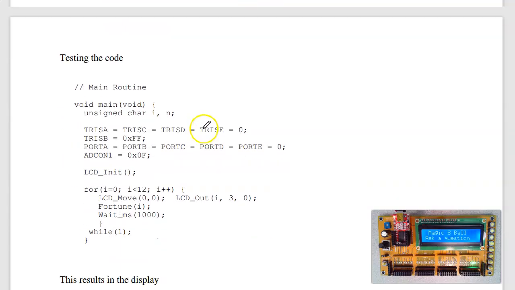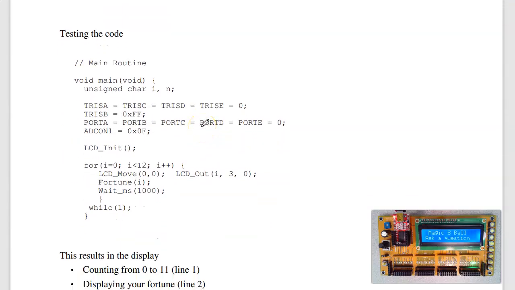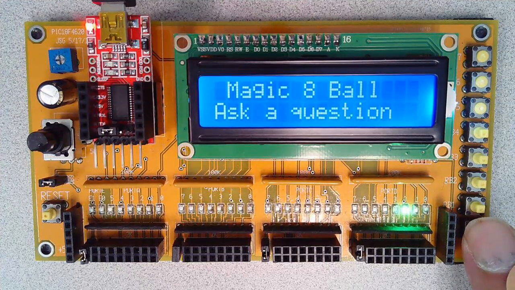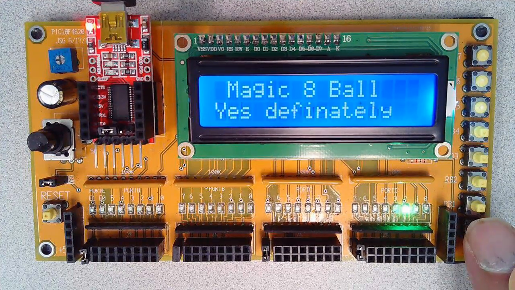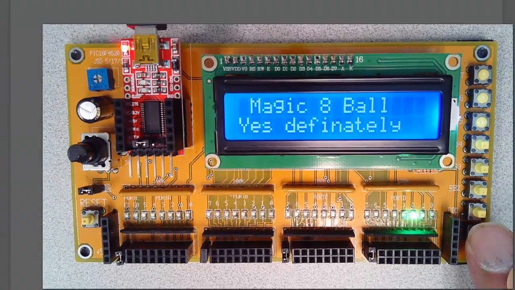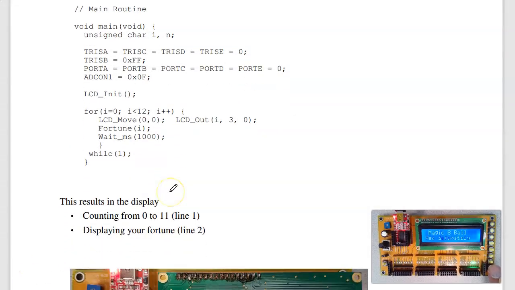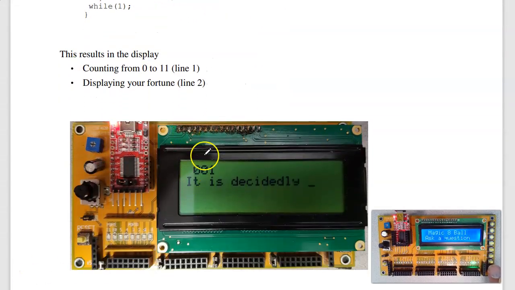To check it, I'm going to try this routine. I'm just going to count 0 through 11, then display what I is, display the fortune, and wait. And what that does, that goes through the various fortunes. Once I am happy that works, so here's fortune number 1, the result.